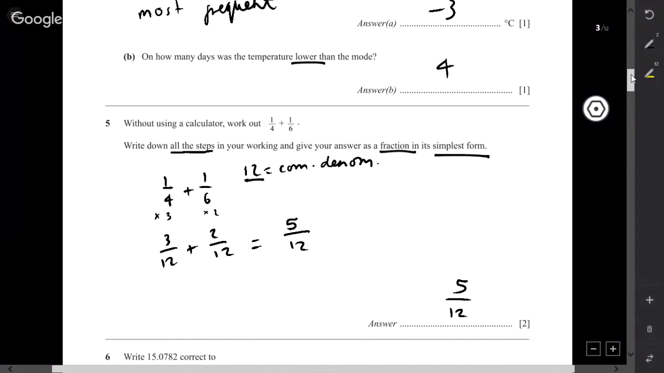Same with 6. To get to 12, we times 6 by 2. So we also times the top number by 2. Then we're able to add these up. 3 plus 2 is 5. And then we have it. The answer is 5 over 12.